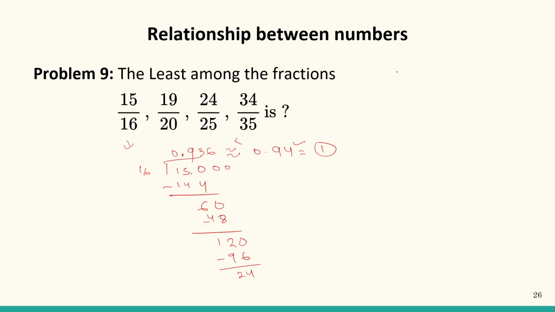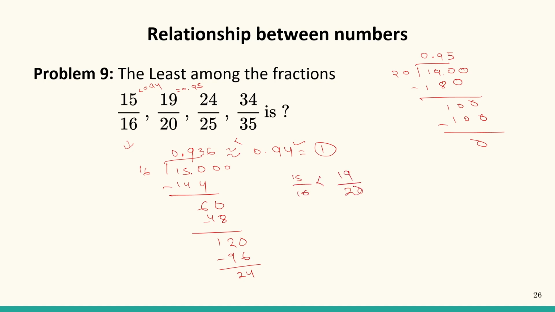So here you have 20, and there you have 19. We put a decimal point here and here. Put a 0 there, and we know that 20 into 9 is 180. If we subtract, put another 0 here, and the remainder becomes 0. So this is actually equal to 0.95. This is more than 0.94. So 15 by 16 is actually less than 19 by 20.